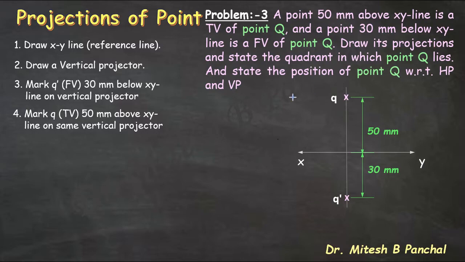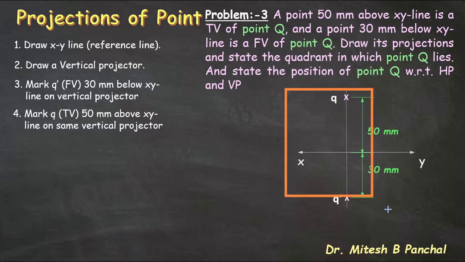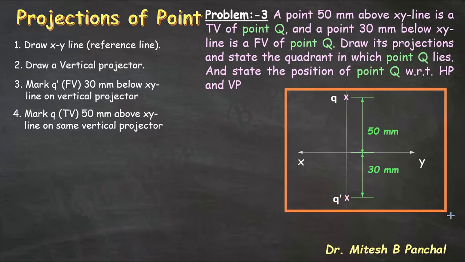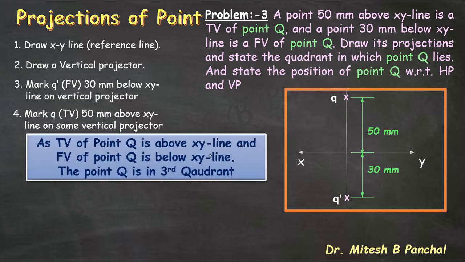So this one is the first part of the solution. Now the second part. What is the second part? In the second part, you have to state the quadrant in which point Q lies. As we know that the top view is above the XY line and the front view is below the XY line, the point Q is in the third quadrant.